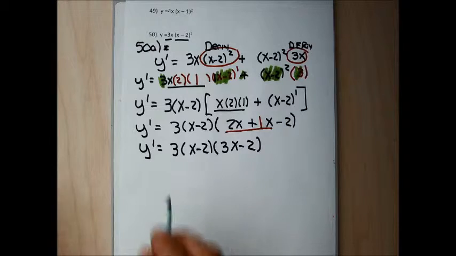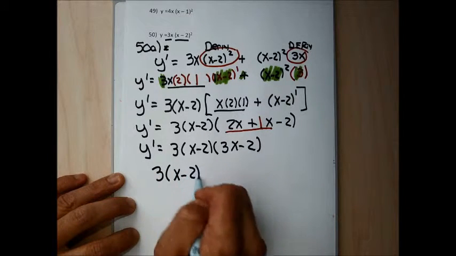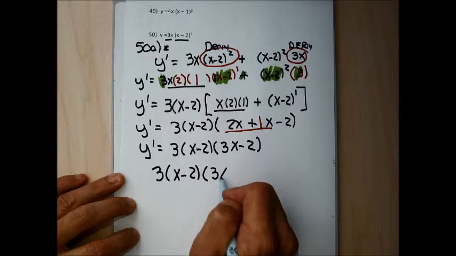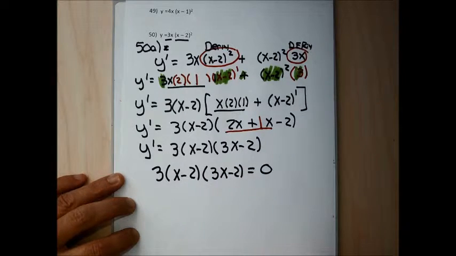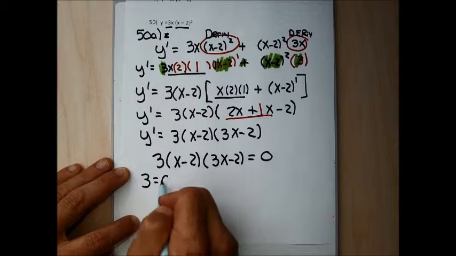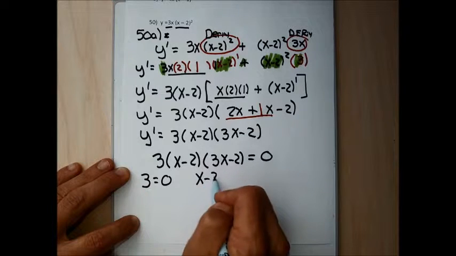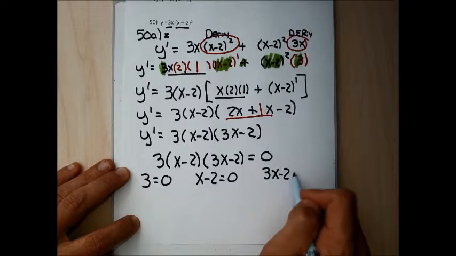Part A of number 50 wants me to find the values of x where the tangent line is horizontal. And you get those values of x by taking the derivative and setting it equal to 0. My derivative is nicely factored, so when I set it equal to 0, I just take the individual factors and set them equal to 0 to get the values of x that I'm looking for.